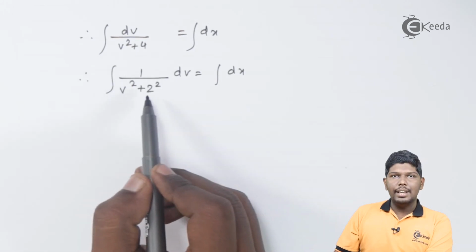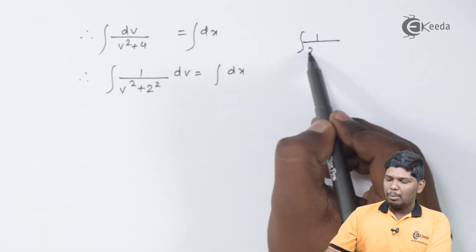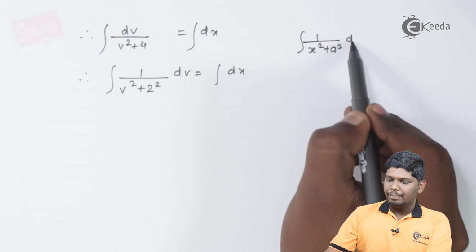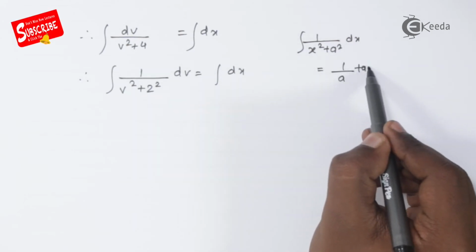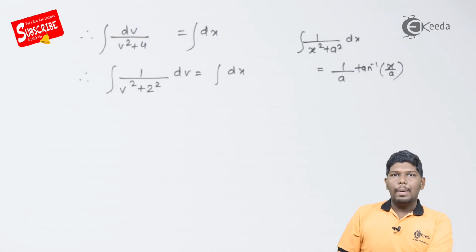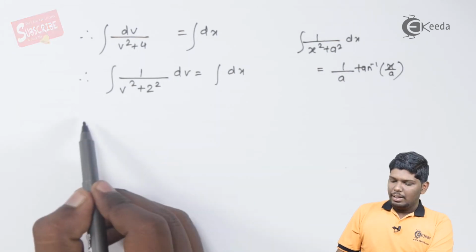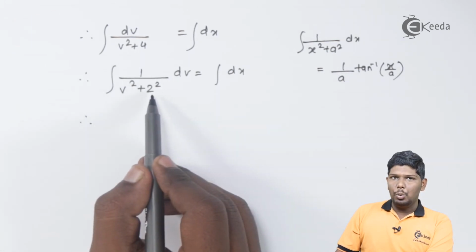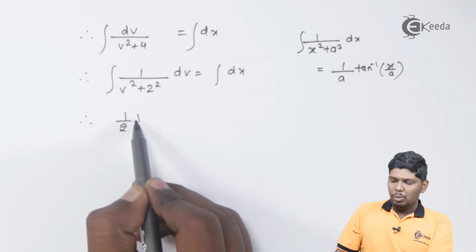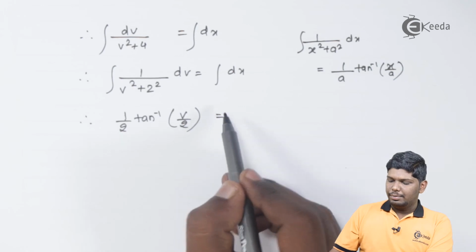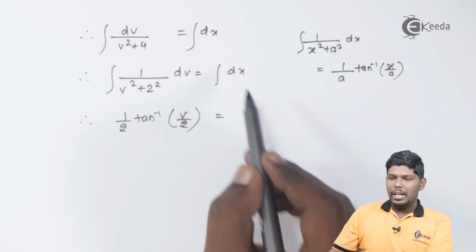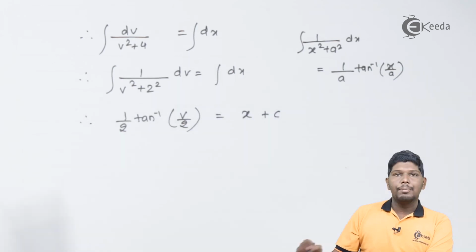And I can compare this integral with the standard formula 1 upon x square plus a square. As we know, it is 1 by a tan inverse x by a. Here the value of a will be 2. So that is 1 by 2 tan inverse of v by 2. On the right hand side, integration of dx will give you x plus c.